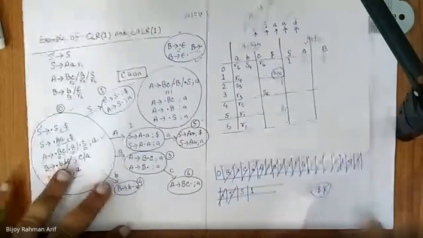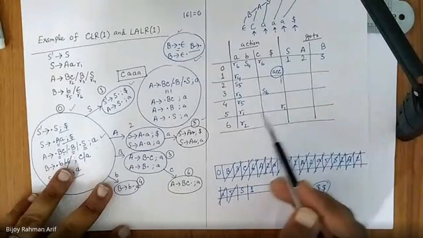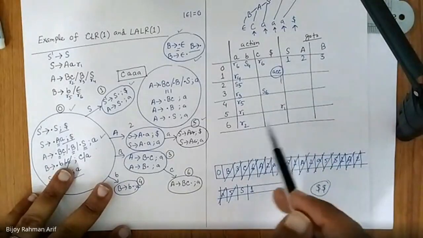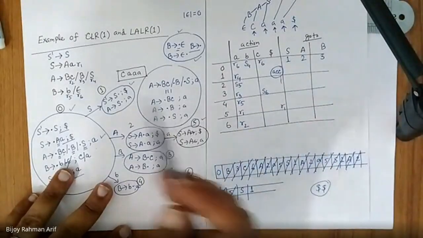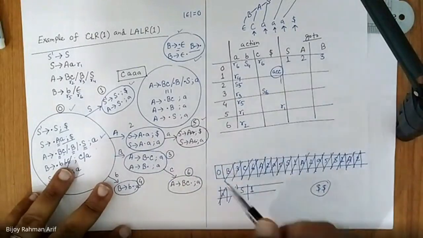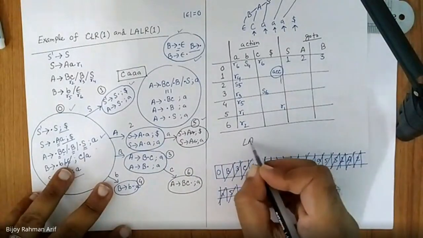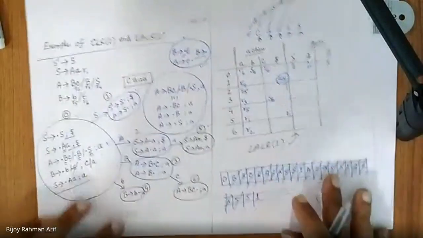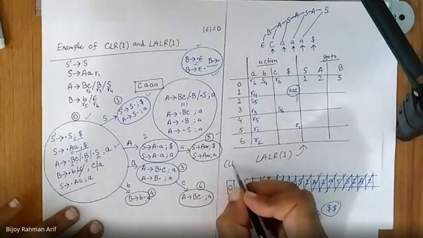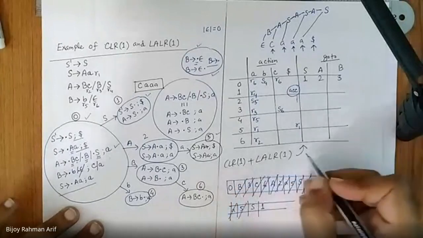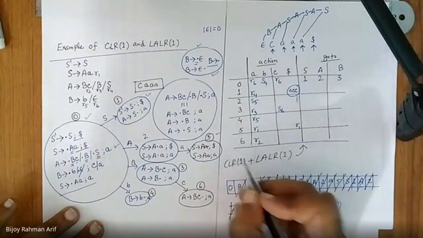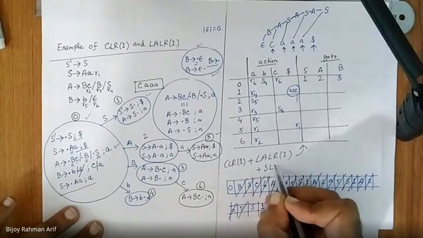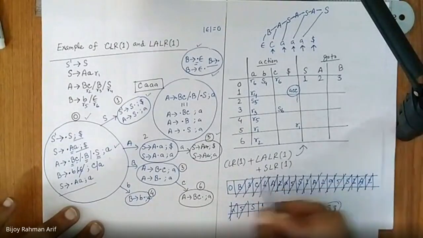Yes, sir. Okay, and another thing is, as the number of states in CLR1 and the number of states in SLR1 are the same, it is also LALR1. Nothing too much. It is also LALR1. So it is CLR1 plus LALR1 plus SLR1, all three.